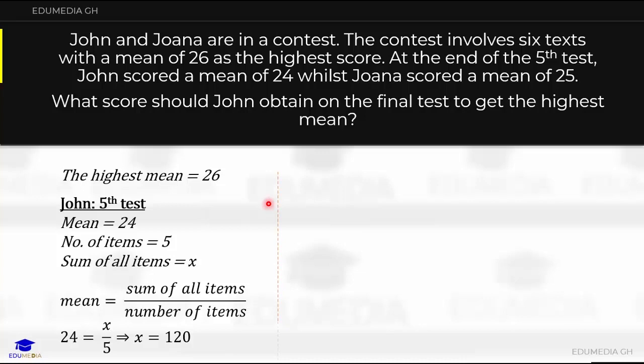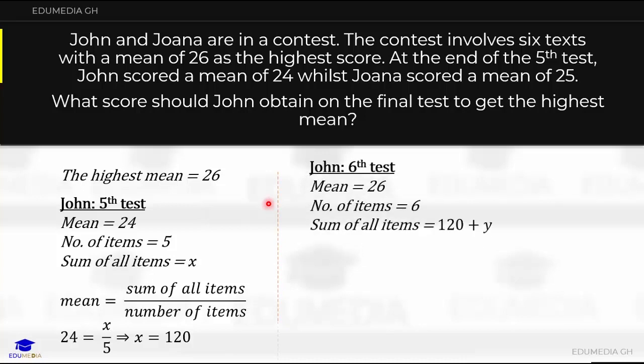As at the final test, what has John accumulated? As at the final test, that's the 6th test, the mean John is supposed to get is 26. We are aware of that because that's the highest mean. The number of items that should give John 26 is 6 items. Also, the sum of all items, everything that John has done put together, should give him a figure. At the moment, we know that all his 5 items come together to give him 120.